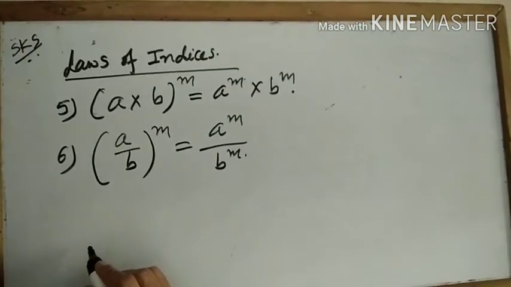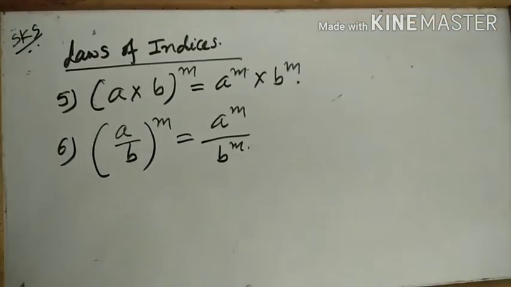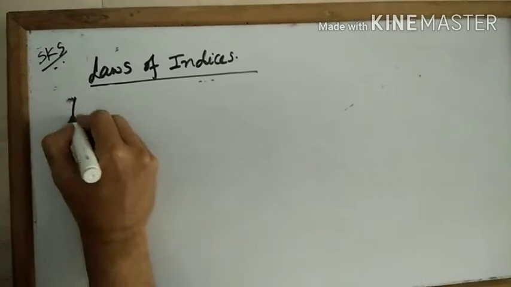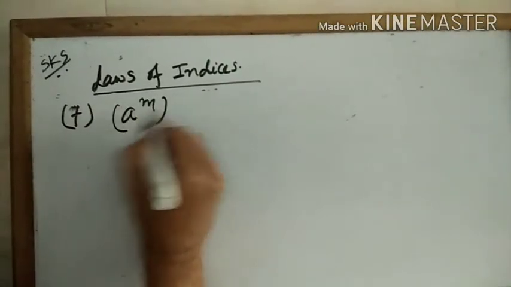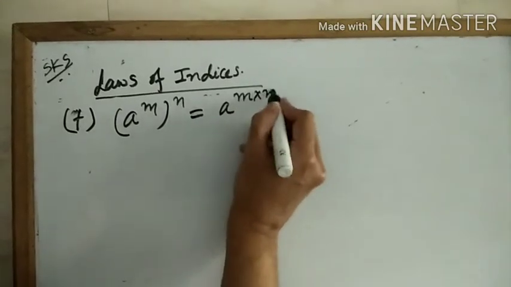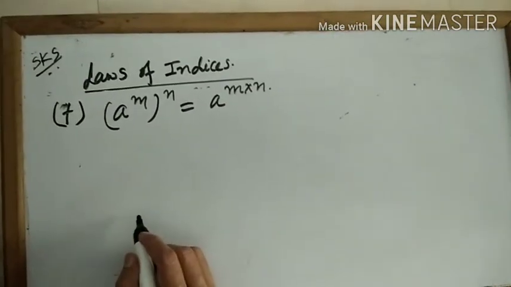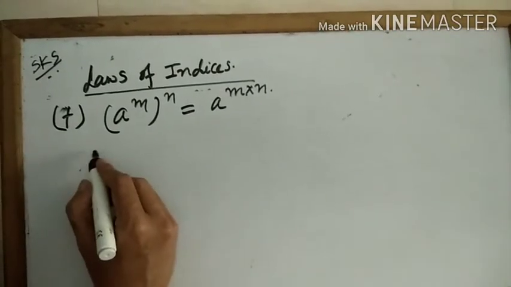Now what we are going to see is something very interesting. Rule number 7. So what does rule number 7 say? A raised to m whole raised to n is equal to a raised to m into n. Many students have asked me, sir, how to understand this rule. I am just explaining this rule with the help of the fifth rule.